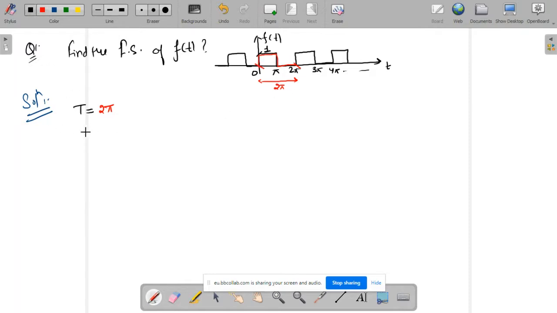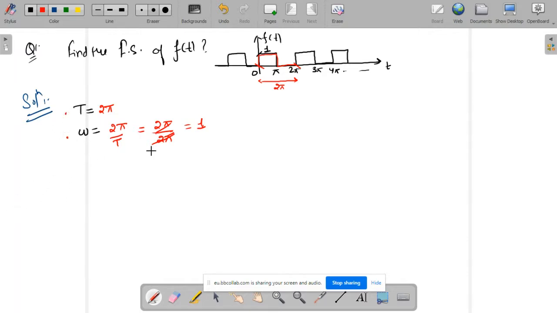Then after this you need to find out omega. Omega is 2 pi by T. This is the formula of omega. So put the value: 2 pi divided by the value of T, which is also 2 pi. This cancels out. Omega is 1. So these first two steps you need to calculate.